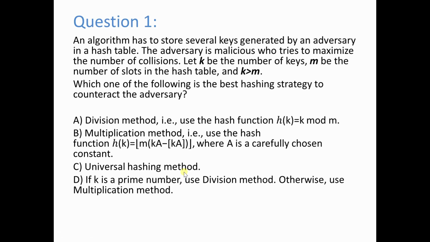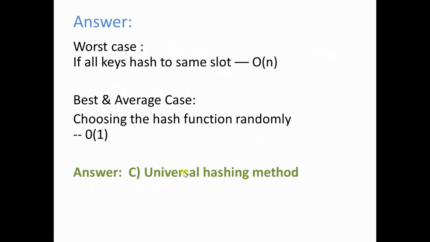In detail, in the worst case for a hashing strategy, there is a chance of all keys hashing to the same slot, leading to O(n). So this is the worst case. For the best and average case, choosing the hash function randomly will be O(1). So for the best case, we have to use the universal hashing method, which will choose the hash function randomly without depending on any keys. So the answer is option C.